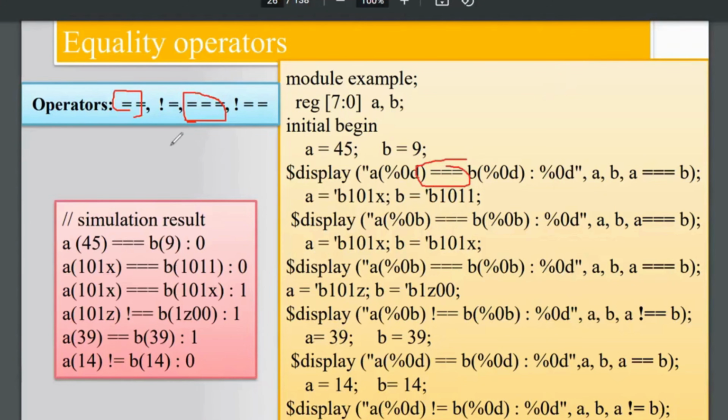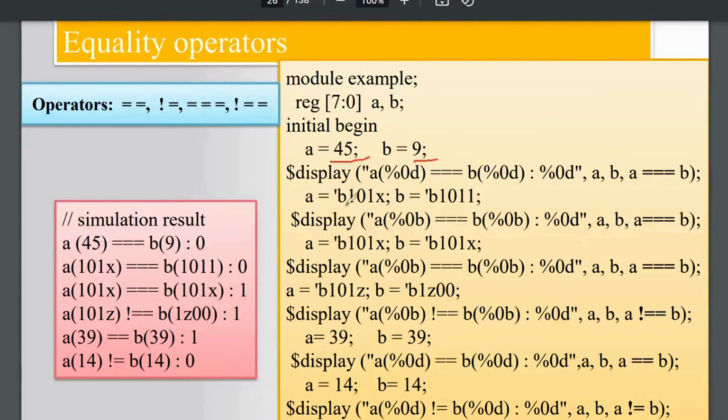Okay. So the difference is, double equal to will only check with either 0 or 1. But triple equal to will check with the unknown value and high impedance value. Unknown means X, high impedance means Z. It checks with both values. So here is an example: A equal to 45, B equal to 9. It will check whether both are equal or not. Both are not equal, right? So the output will be 0. Here also the output will be 0 or 1 based on true or false.